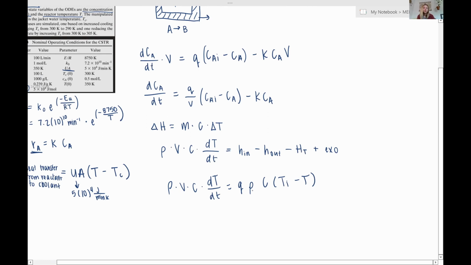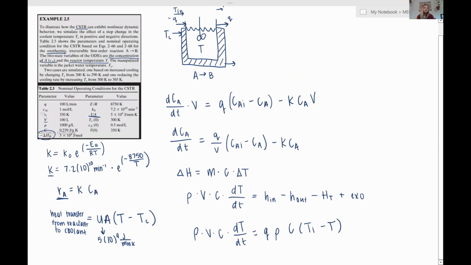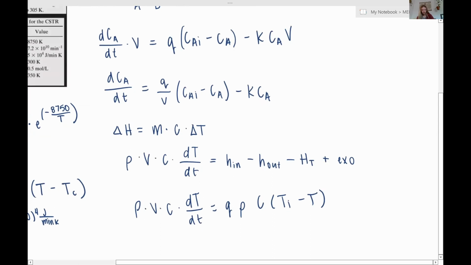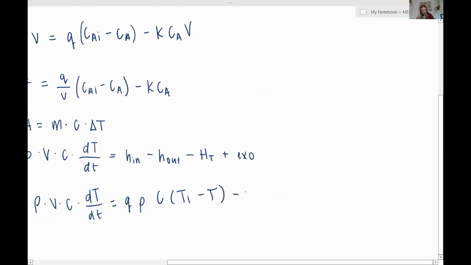Next, we want to account for the heat transfer. So our coolant is going to be actually absorbing some heat from the reactor. So that is just what we found before. Over here, the heat transfer from reactant to coolant are UA times temperature minus temperature of the coolant. So we'll just rewrite that again over here.